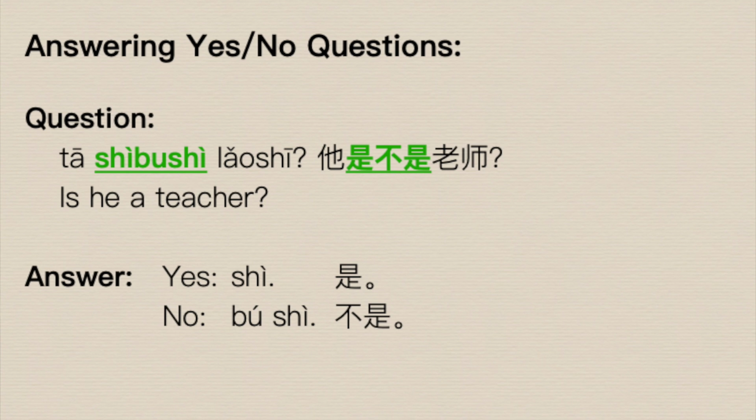他是不是老师? We get to choose between 是 or 不是. If he is a teacher, we could say 是. If he is not a teacher, we could say 不是. So there's our yes and our no.